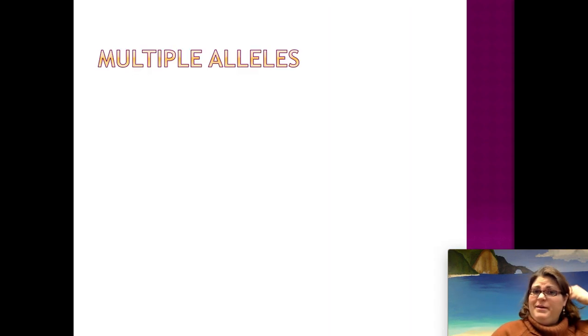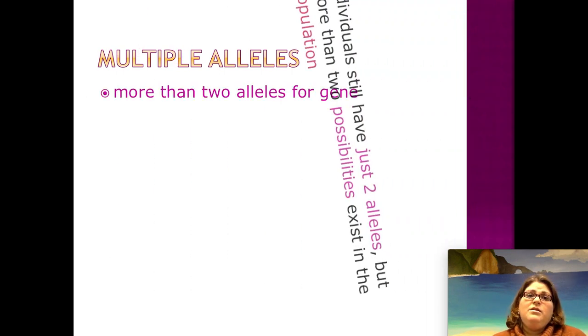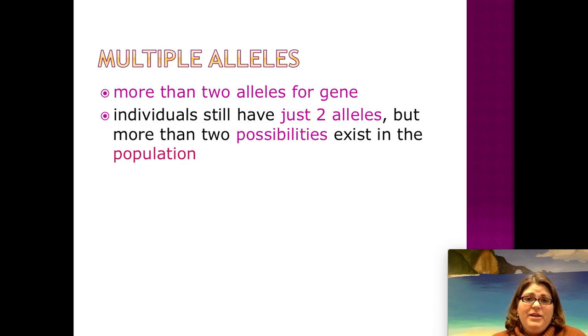Finally, the last thing we're going to talk about today is multiple alleles. So we know that for normal Mendelian traits, there are 2 alleles for every gene, recessive and dominant. In cases where there are multiple alleles, that means that there are more than 2. Individuals within the population still have just 2 alleles, but within the whole population, there are more than 2 out there. So for example, each person has one from mom, one from dad, but there are more possibilities than just tall or dark or light or brown.